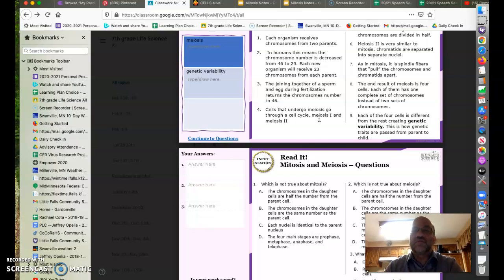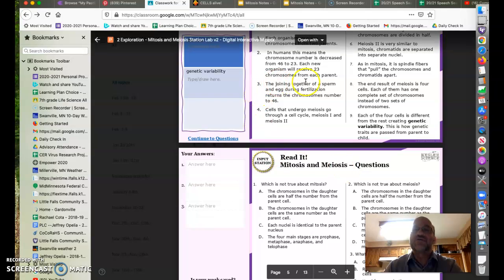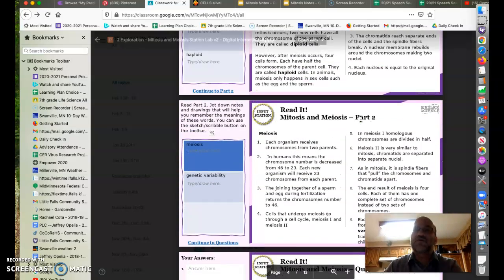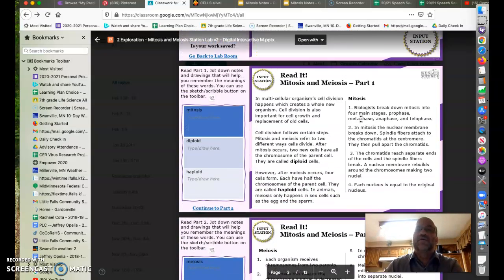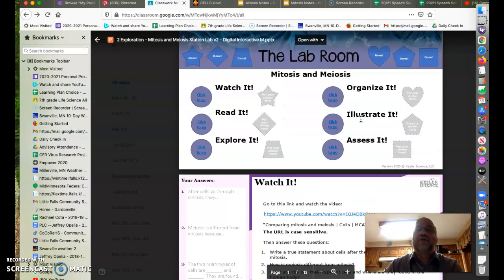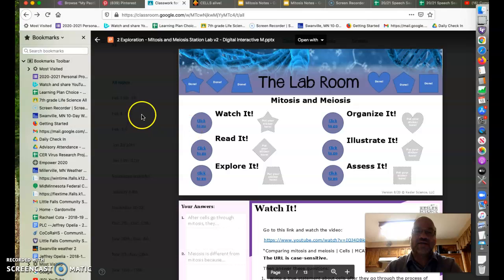Understand the difference between mitosis and meiosis. They are both cell duplicating processes. Mitosis is for the body cells. Meiosis is for the reproductive cells. So you go through this. It should be self-explanatory. As you read through it, you just work down. If you have any questions, please ask.